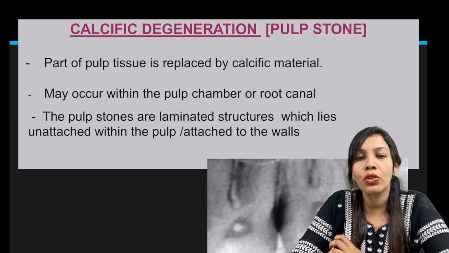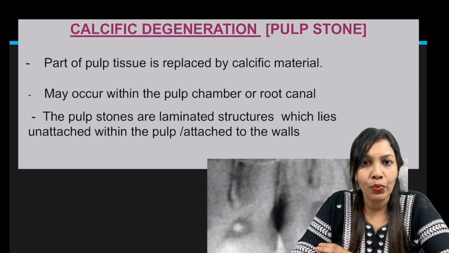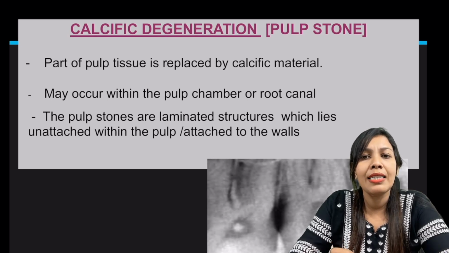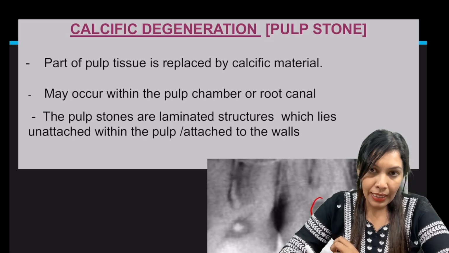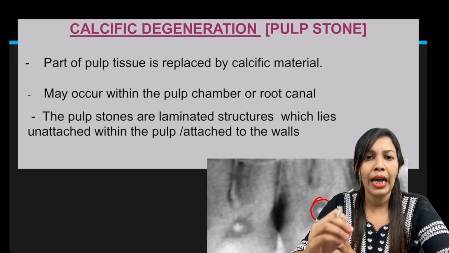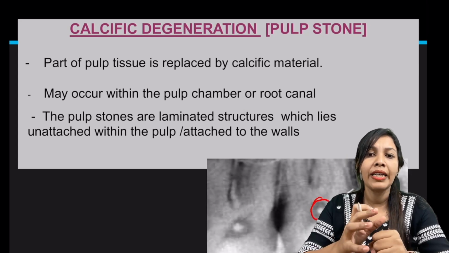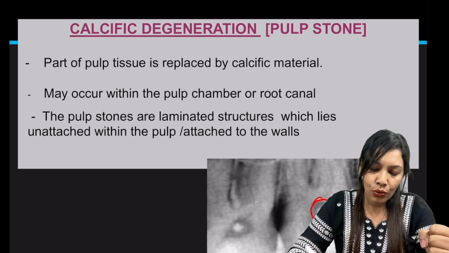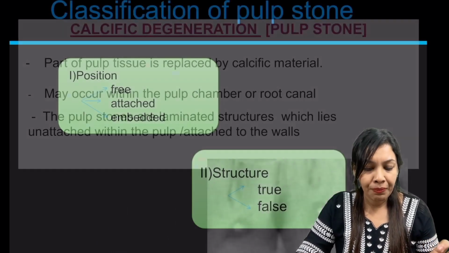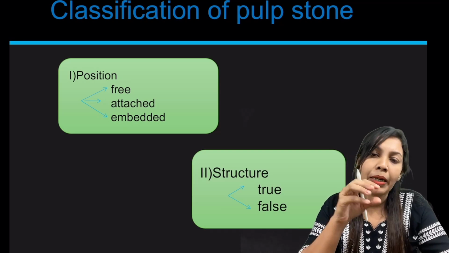In that, the most common is calcific degeneration, also called pulp stones. Very important. So a pulp stone means there is a calcific mass, as you can see in this image. There is a calcific mass that is actually seen in the pulp chamber. That is because of irritation. What happens is that there are laminar structures onto which small calcium and phosphate get deposited, and it might get attached to the wall, or as in this image it might lie as a free structure, right? So based on the position, it is of three types: free, attached, or embedded.